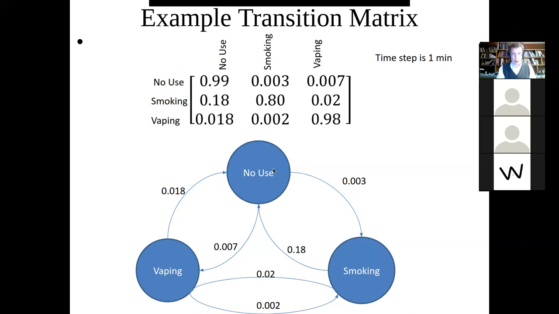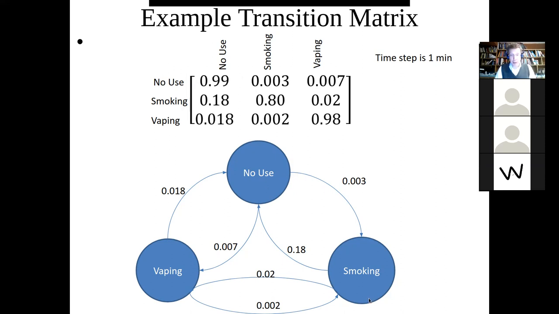So for example, if I'm in a no use state here, I have a 0.003 chance of starting to smoke in the next 1 minute. And I have a 0.007 chance of starting to vape in the next minute. If you add those up, you'll find that they're equal to 0.01. And I have to go to some state. And so the rest, the 0.99, is just I remain here. I remain in the state of no use. Great.